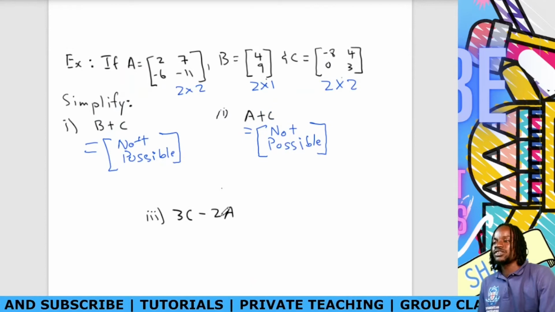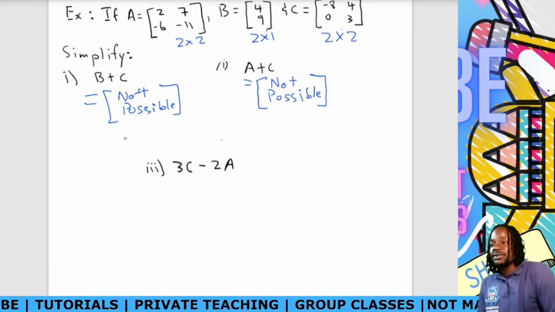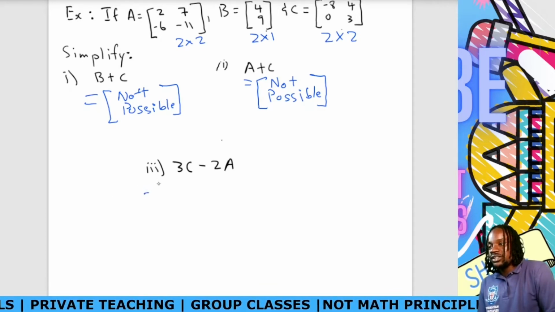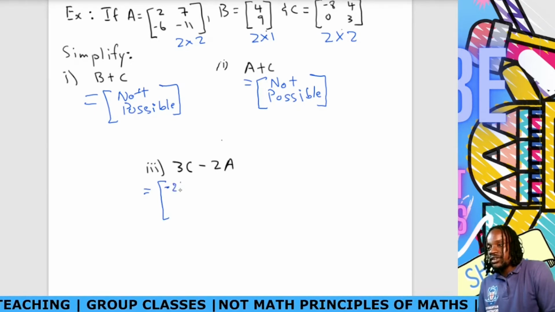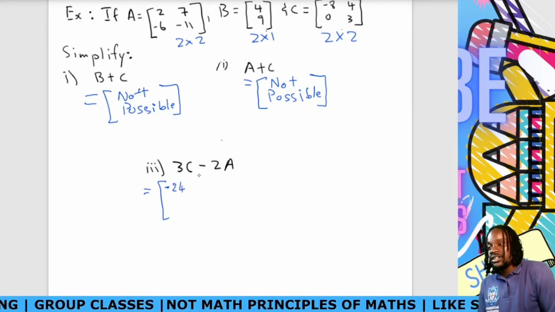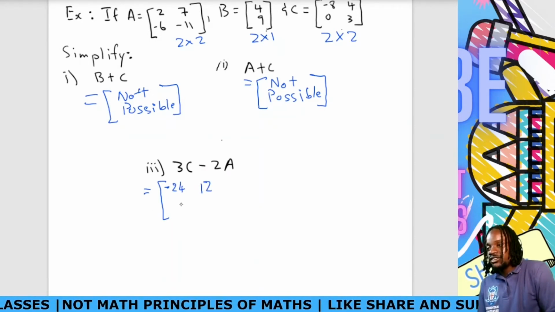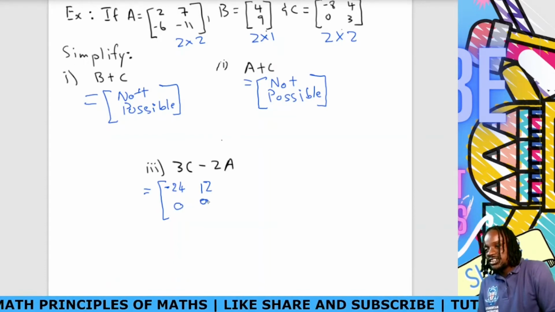So for us to do this one right here, it's the same thing like your distributive law. So the 3 on the outside, you multiply everything in C by that. So 3 times 8, negative 24. And make sure you know your negatives and positives. 3 times 4, 12. 3 times 0, 0. Please don't tell me 3. 3 times 3, 9.